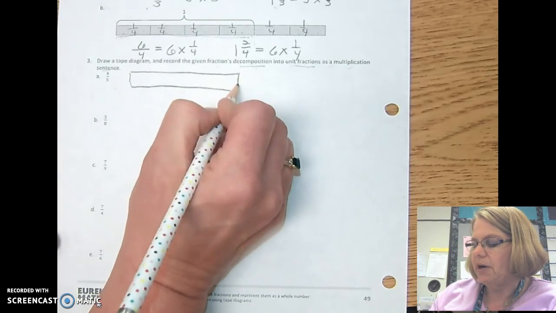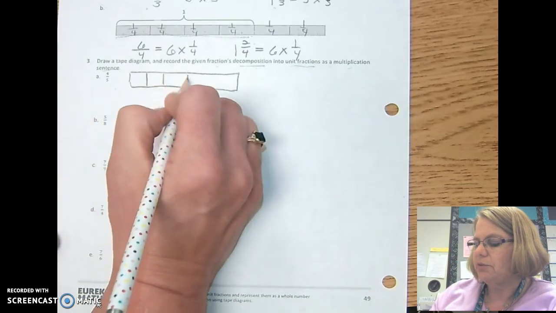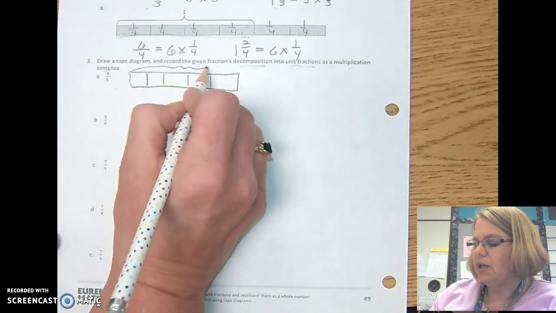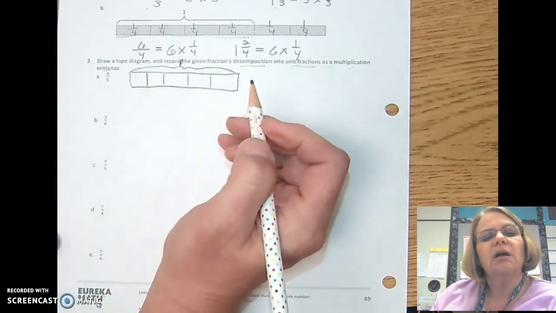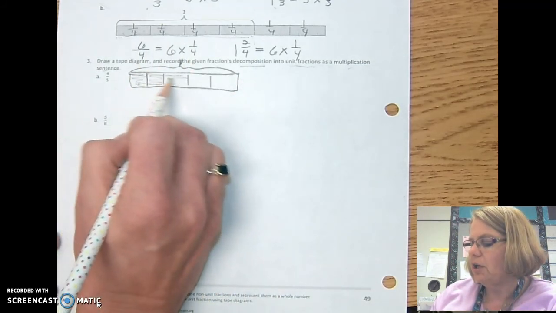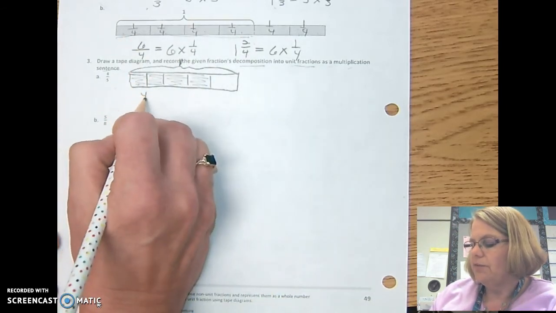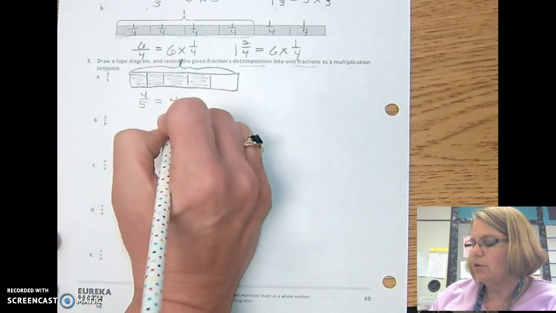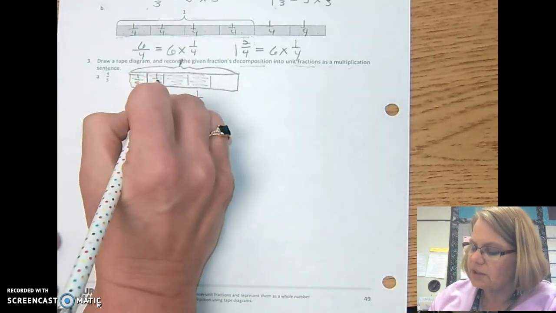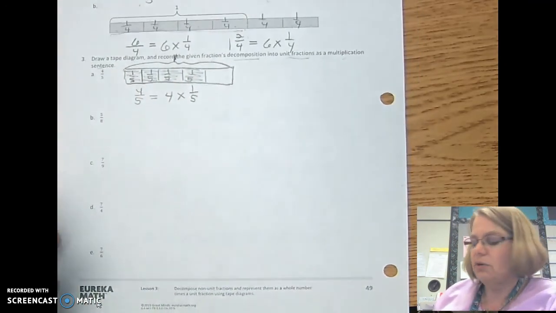So if I make a tape diagram depicting 4/5, I will break my box up into 1, 2, 3, 4, 5 spots. This whole thing equals 1. And I'm going to shade in 4. 1, 2, 3, 4. And now you're going to do the same thing that you did up here. 4/5 equals 4 times 1/5. Each one of these is 1/5. Correct? Correctamundo.